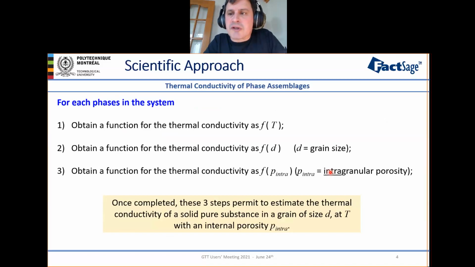So the scientific approach consists of 5 steps. The first 3 steps are to compute the thermal conductivity of a pure phase as a grain of diameter d at a given temperature T and for an intragranular porosity inside the grain that is fixed. So once we have these 3 functions of temperature, grain size, and intragranular porosity, one can assume at this point we get a very good estimation of the thermal conductivity of a grain of a pure phase, which is constrained in diameter and has some porosity.